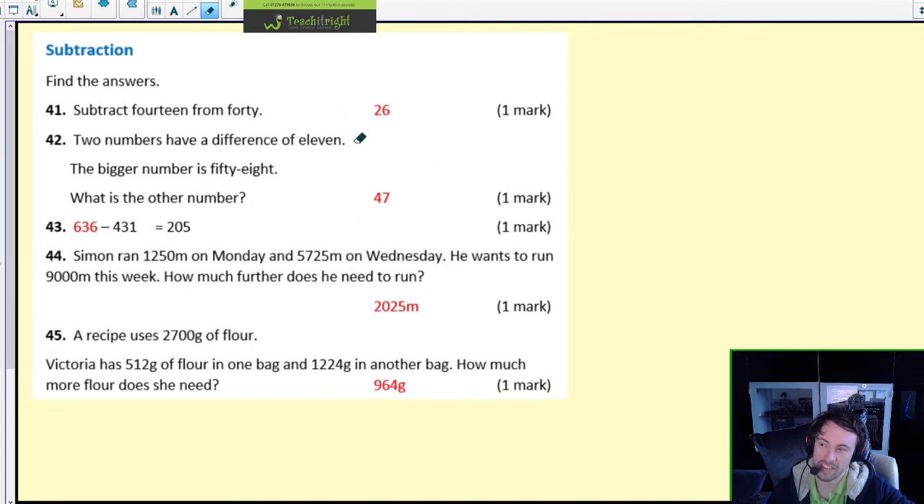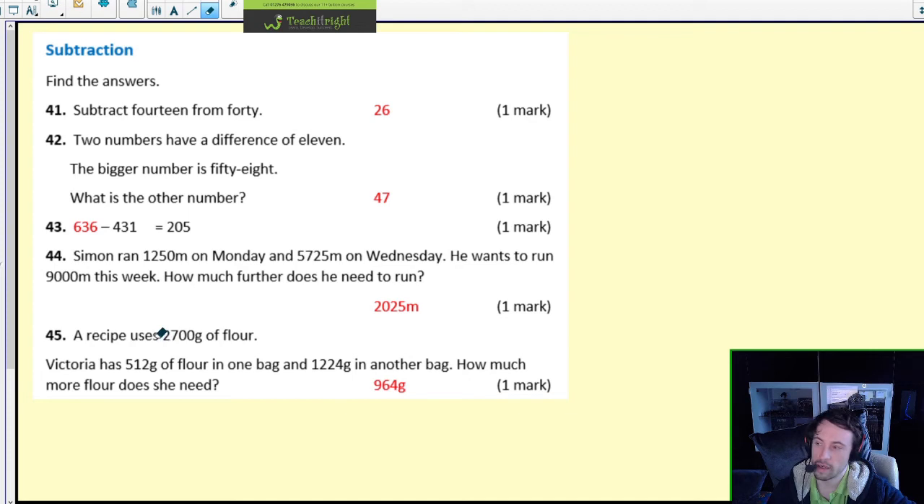Then if you're trying to find the difference between 2 numbers, the difference between 58 and 47 is the answer. 58 and 47 has a gap of 11, and it told you the bigger was 58, so you knew you were doing 58 take away 11. Here, what's the missing number? Well, the way to do this is to do 205 plus 431. That will give you the number that you had to start with.